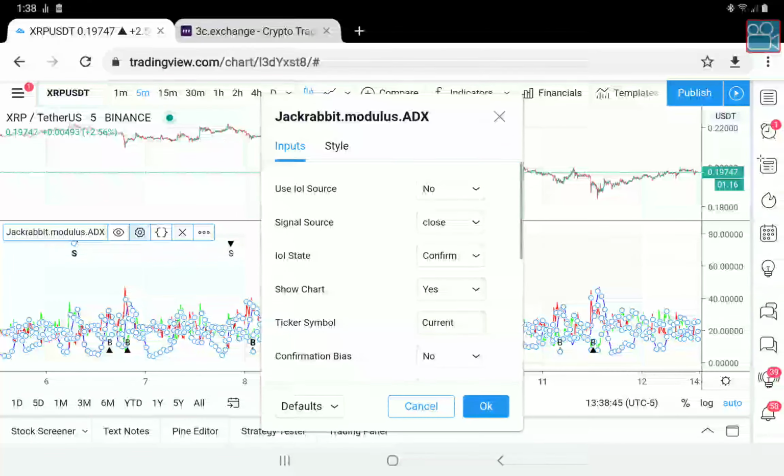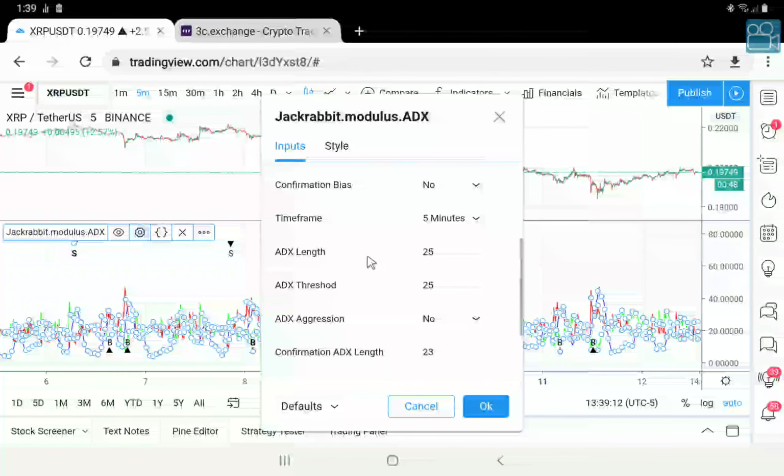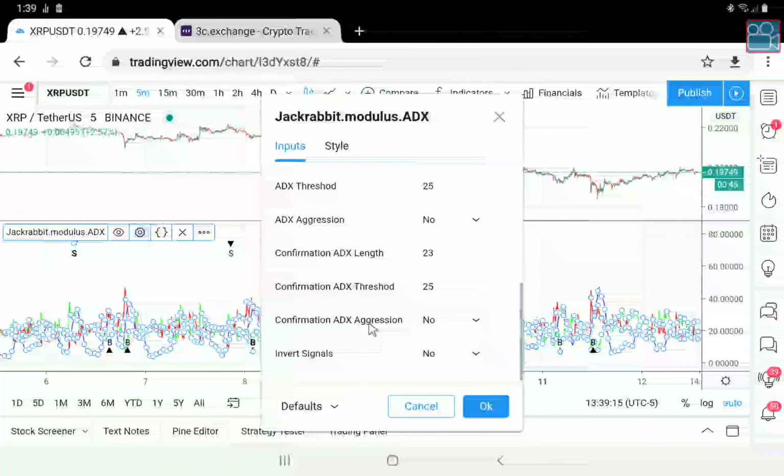Now I want to talk about some changes I made with the ADX. I have added a length modifier and a threshold modifier and an aggression modifier to the ADX indicator. Now these three components also apply to the confirmation line. So let's take this up here. These two are pretty easy to figure out based upon the ADX specifications, but the aggression modifier isn't.